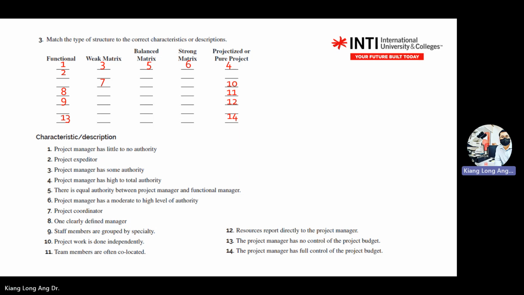So from this exercise, you know, again, the more towards the functional manager, the more the responsibility, authority or decisions will be on the functional side. On the right is more on the project manager. Okay.